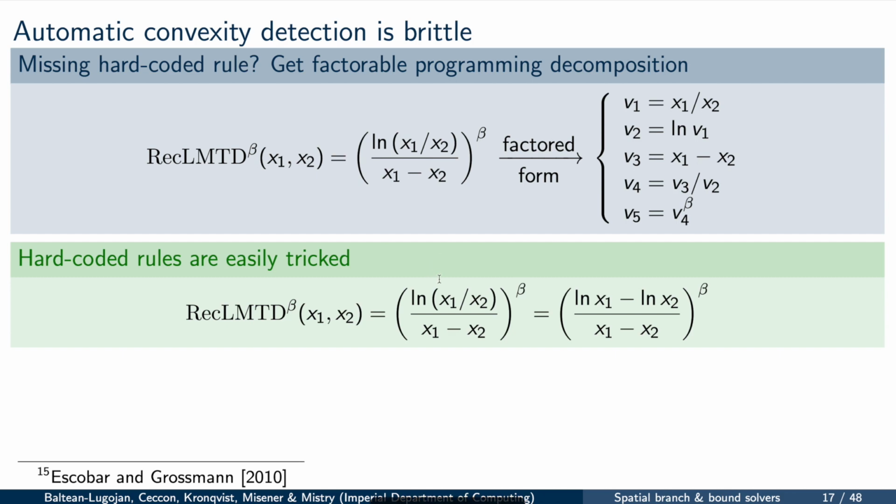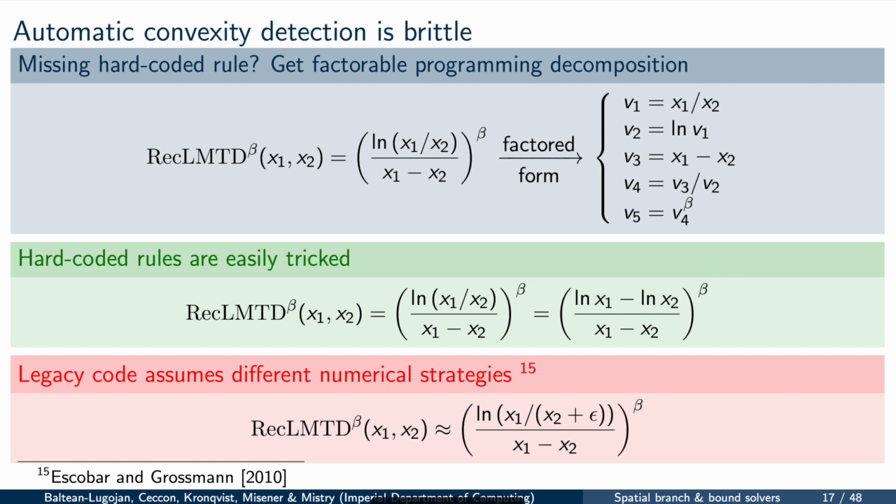What if my rule that I hard-code into my solver knows that this is convex, and then my user does a very reasonable transformation and just says, well, natural log of x1 divided by x2, well, that's equal to natural log of x1 minus the natural log of x2. Well, that's going to completely mess up my hard-coded rule. So am I going to have to also hard-code this rule and think about every variation that a user is going to give me? Well, even that's not going to be enough, because legacy code is often going to assume different numerical strategies.